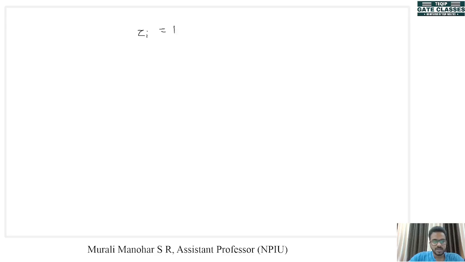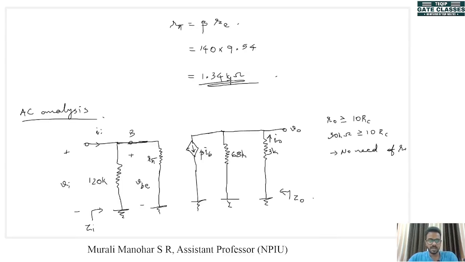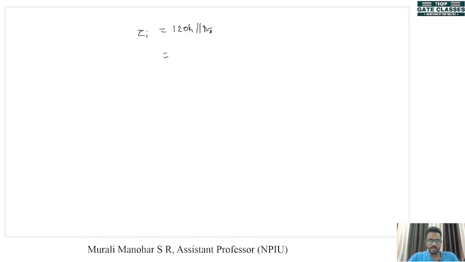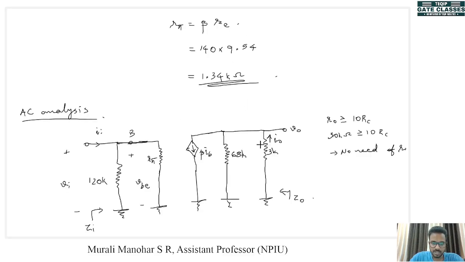So ZI is equal to 120K parallel R pi. That will give us, we have already found R pi as 1.34K. So this will give us 1.32 kilo ohms. Okay. Next thing is Z out. There is no need to consider R out. So Z out is also EC.